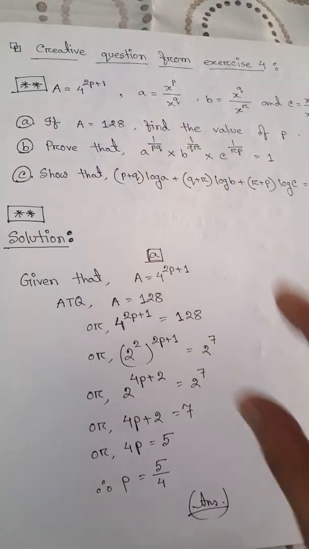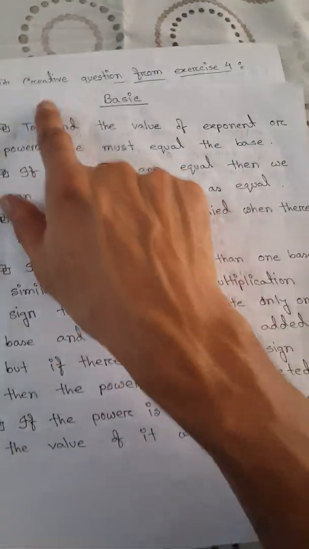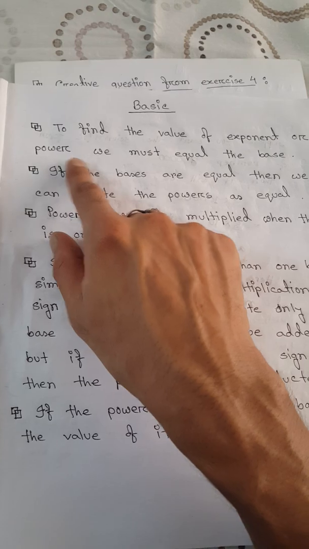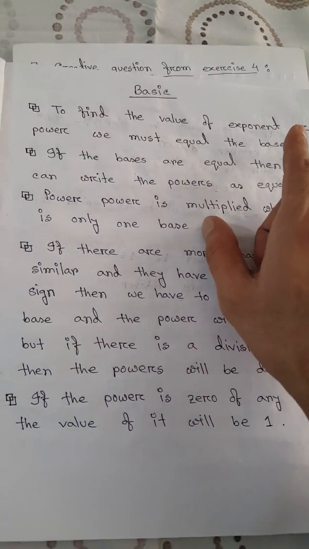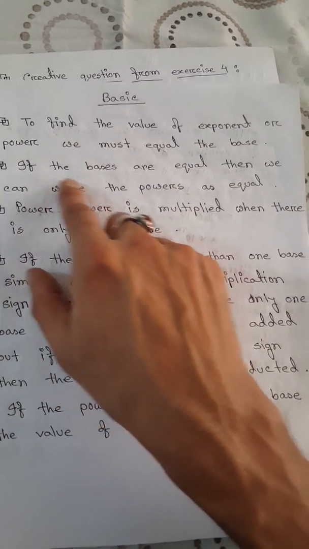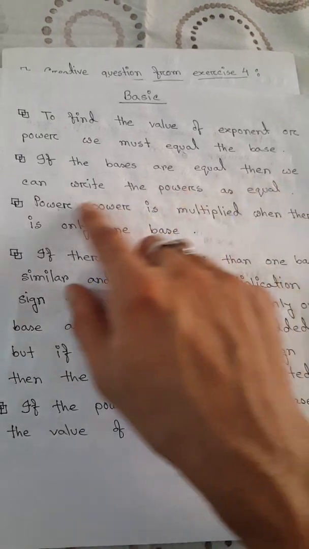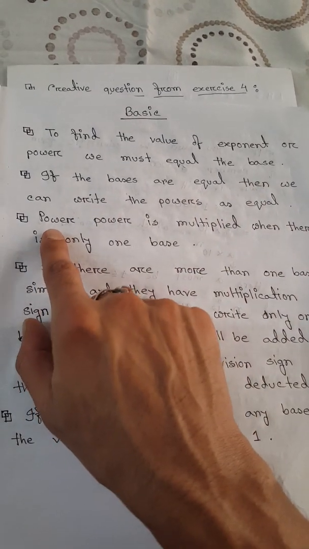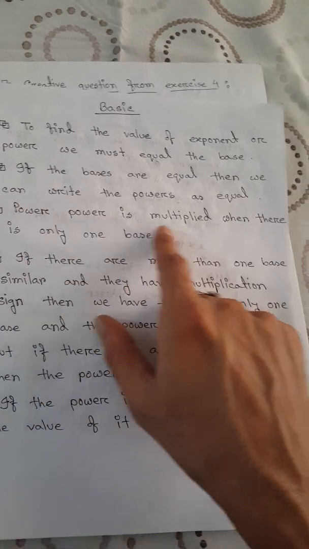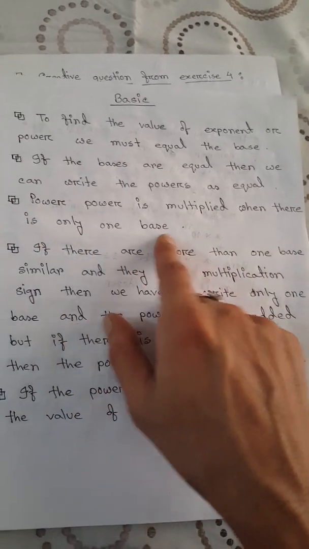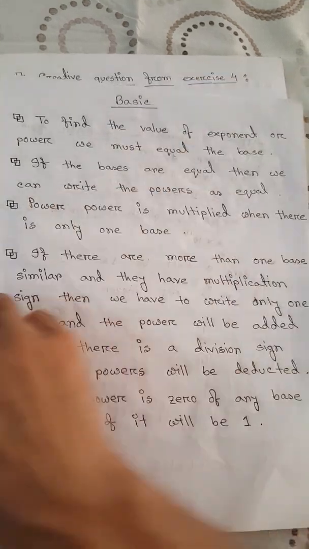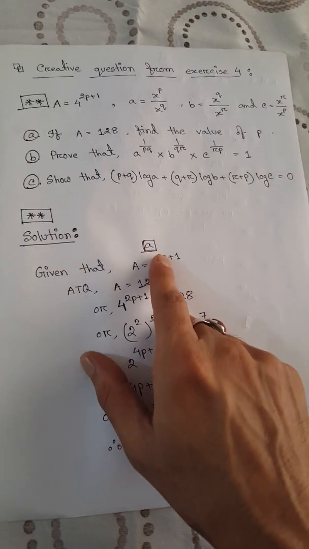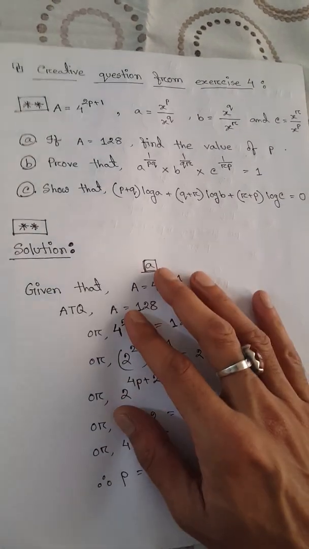So in question A, we found these basics. First, to find the value of the exponent or power, we must equate the base. The next one is, if the bases are equal, then we can write the powers as equal. We get another basic: power and power are multiplied when there is only one base. So in solving A, we get these three basics.